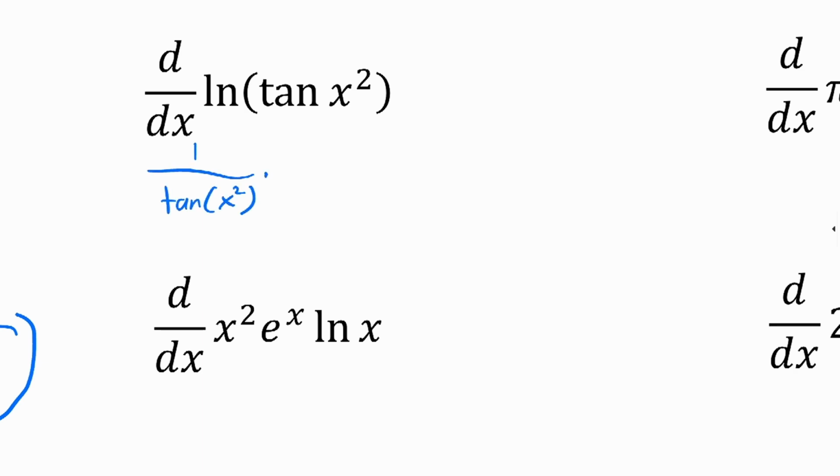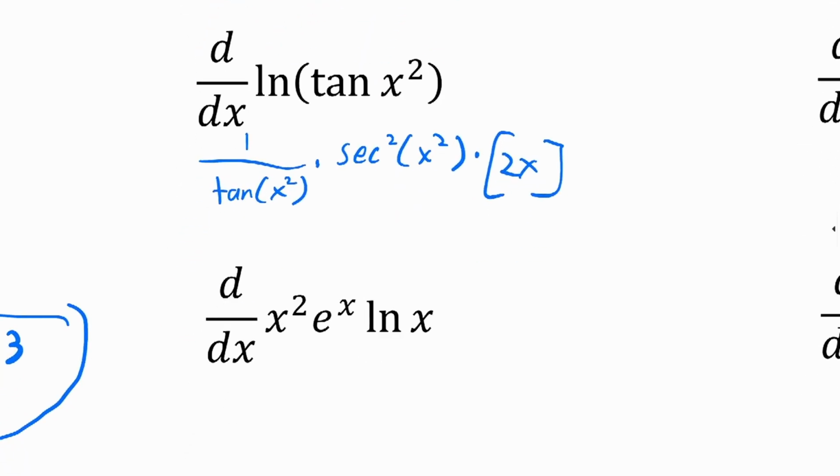Now we need to multiply by the chain derivative of the inside. What is the derivative of tangent of x squared? Well, certainly that's another chain rule problem because secant squared of x squared is going to come out, but we need to do a chain rule again for that x squared term, and so we have a 2x. So there is our final answer right here.